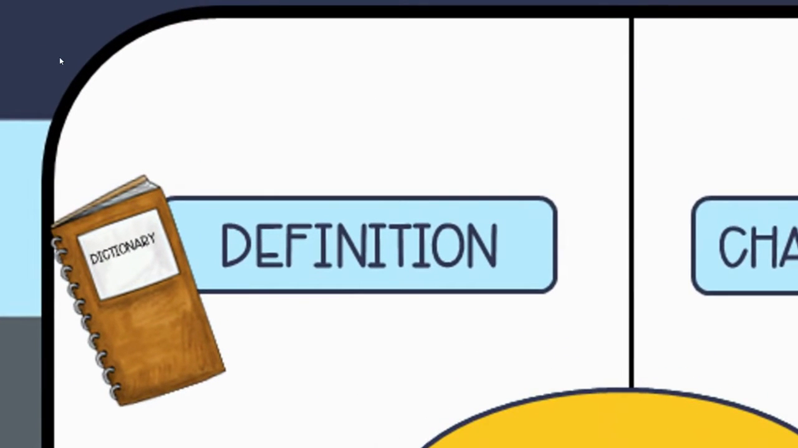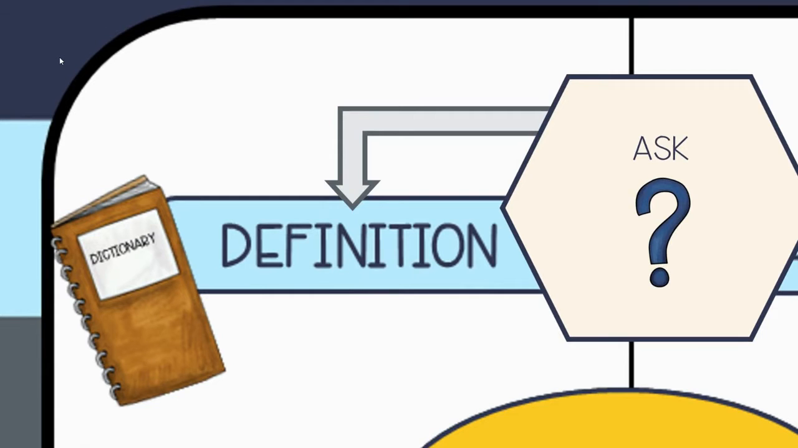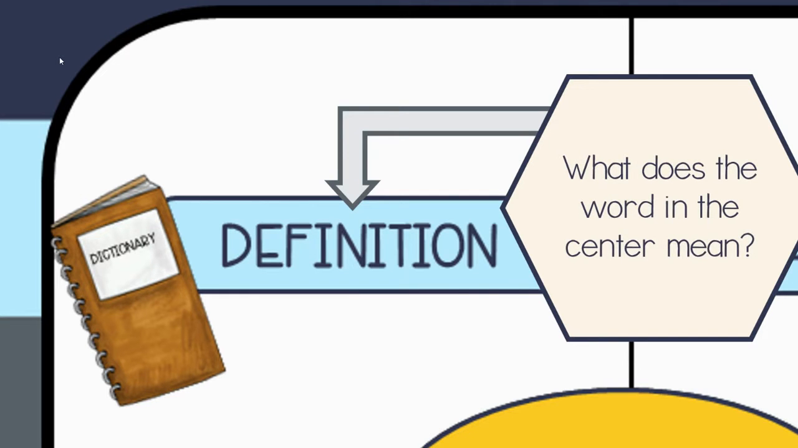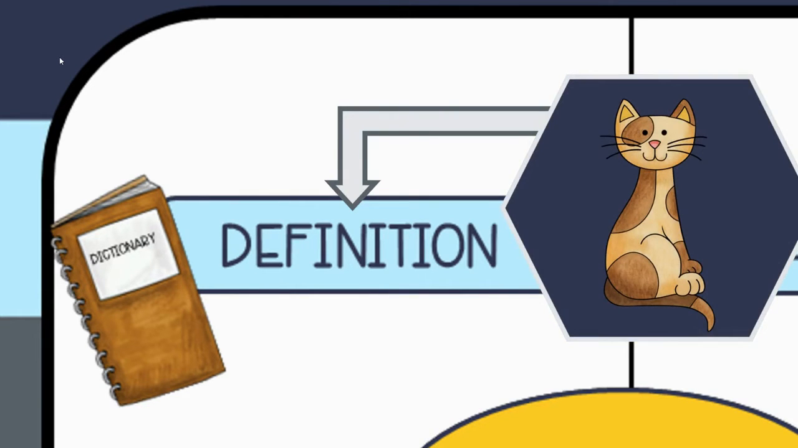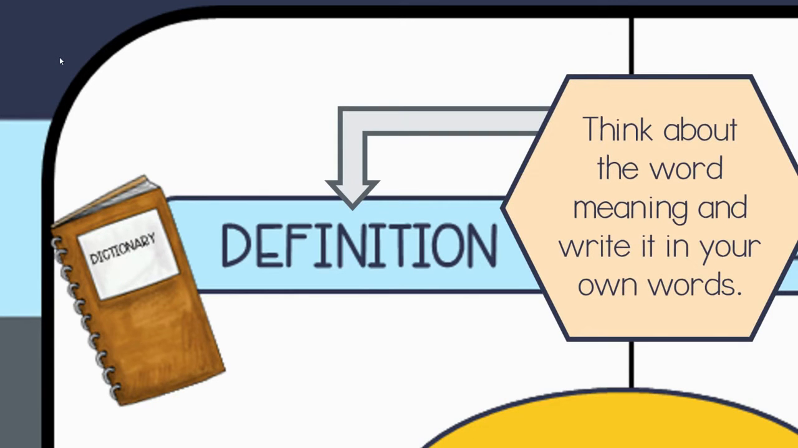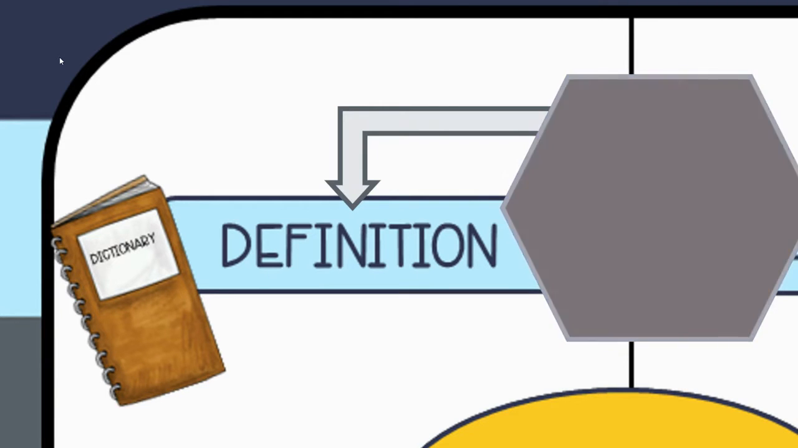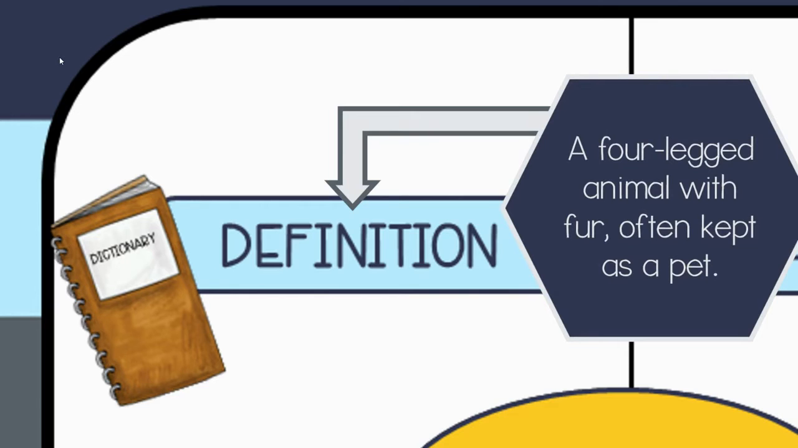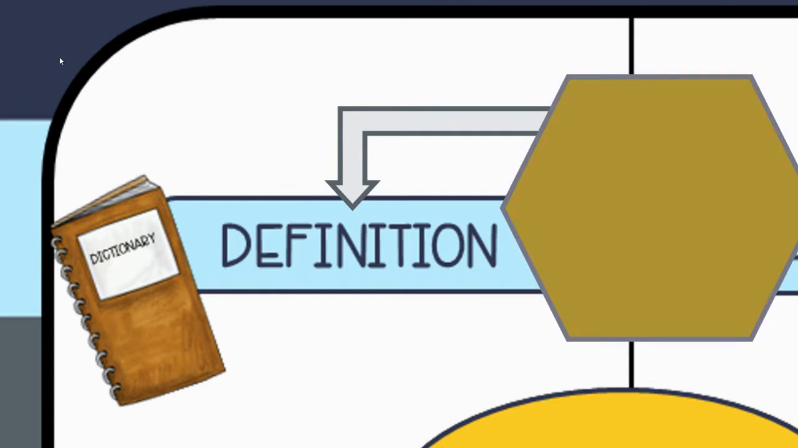Let's go over here to the definition. Remember, this is an ask, think, and connect process. First, we ask, what does the word in the center mean? And we might come up with an idea in our minds of what that is. Next, we'll think about that word and that idea, and we will write the word meaning in our own words. Do not copy it out of a dictionary. Do not copy what somebody else wrote. Think of your own definition for the word. So, for this word, I came up with a four-legged animal with fur, often kept as a pet.